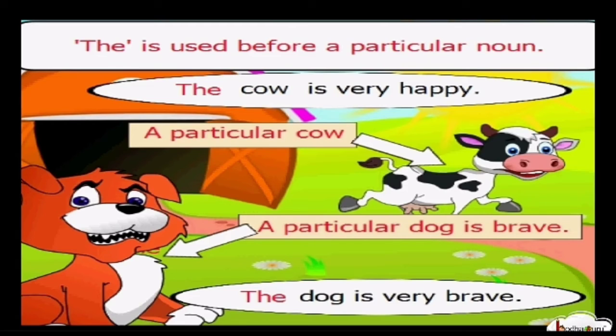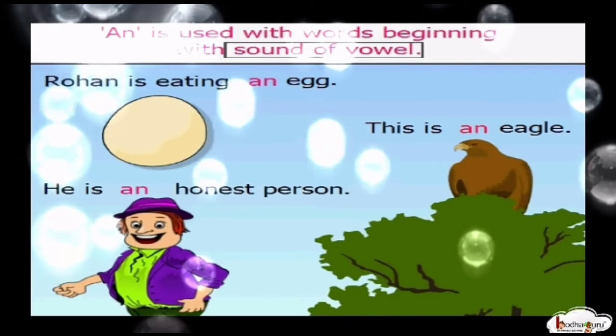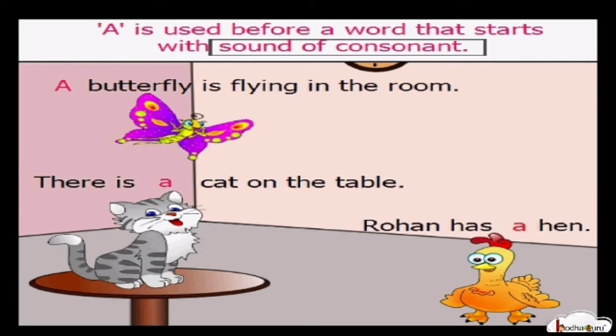Now see an. An is used with words beginning with the sound of a vowel, like an egg, an eagle, an honest person, which means one person. Now see a. A is used before a word that starts with the sound of a consonant.